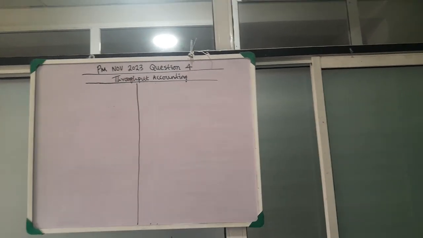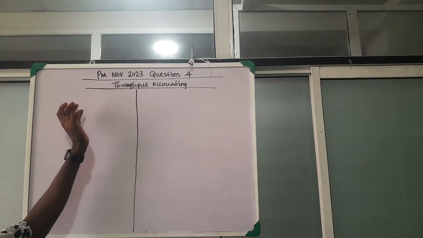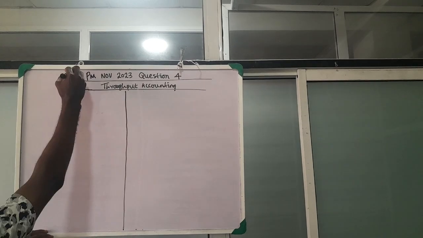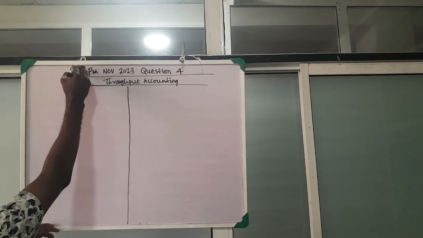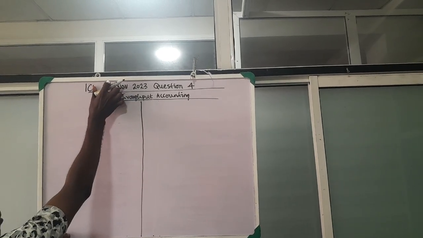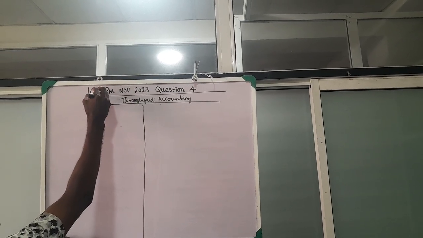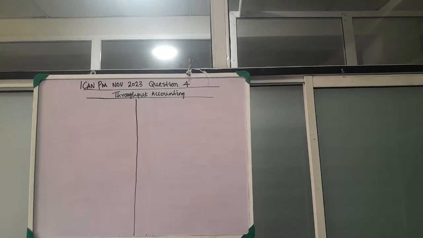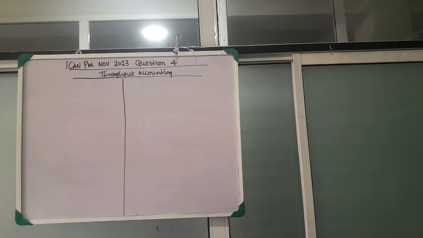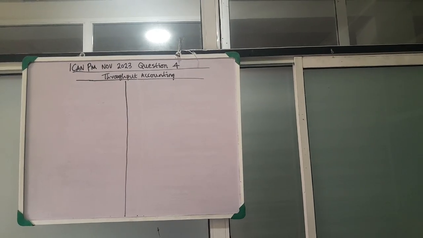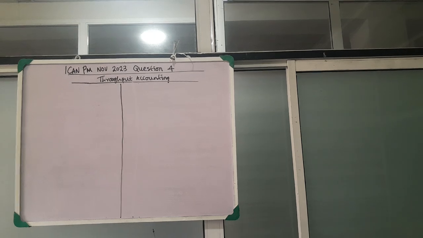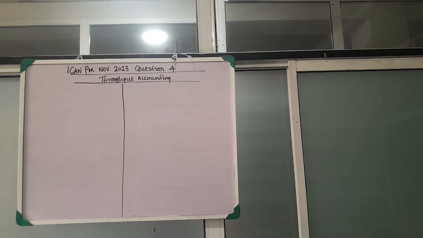Today we'll be taking a question from ICAN Performance Management, November 2023, question 4. Although I've taken a question on throughput accounting before, we are going to take this one based on requests. So we'll read the question, then the solution will be presented in as easy a way as possible for your understanding. Thank you.